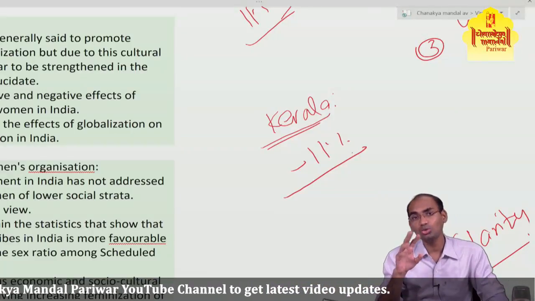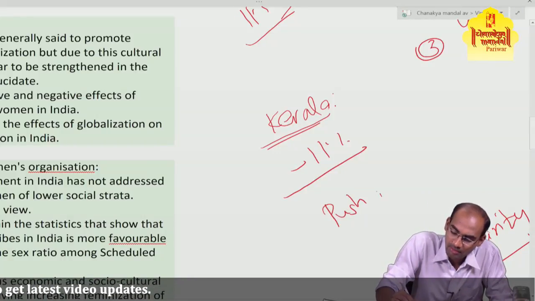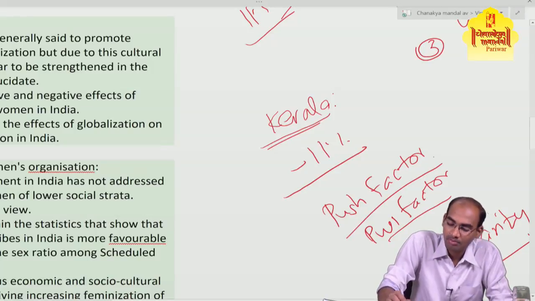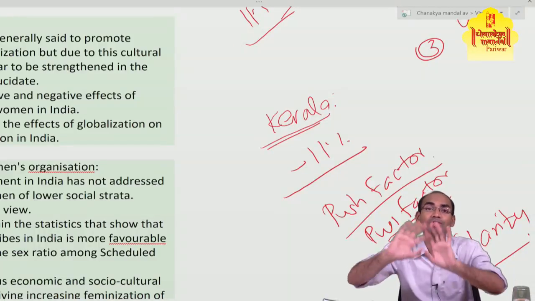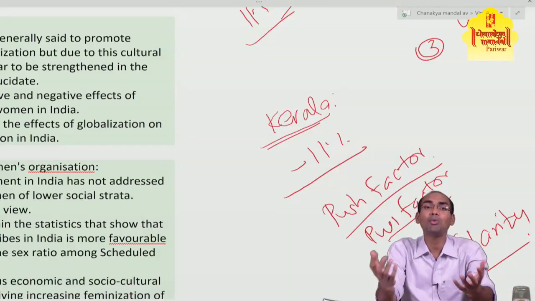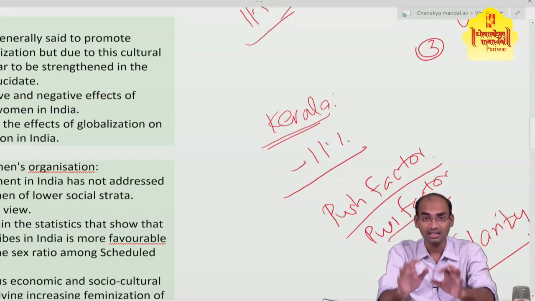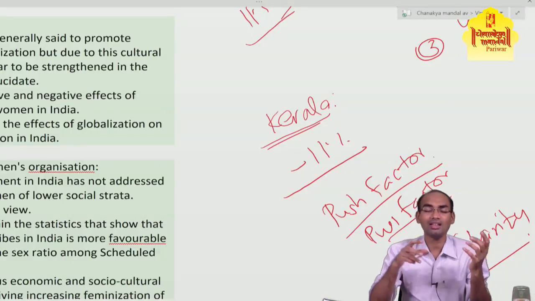There are two types of factors responsible for migration: one, push factor, and another, pull factor. Push factors are the factors because of which people are pushed outside the territory to find the opportunity to live a prosperous life. Pull factors are the factors because of which people are attracted to that city or area where the opportunities are available. These are push factors and pull factors.